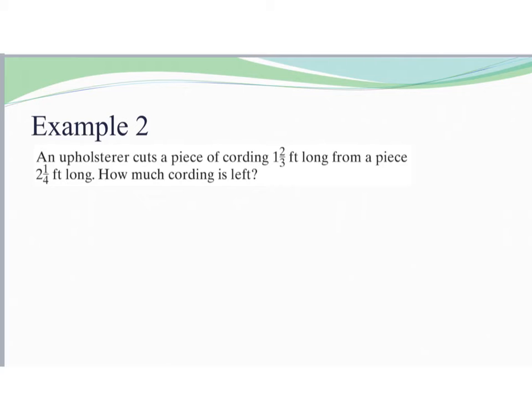Example 2 says, an upholsterer cuts a piece of cording 1 2/3 foot long from a piece that's 2 1/4 foot long. How much cording is left? So we're ultimately starting out with 2 1/4 foot, and we're going to be subtracting 1 2/3 foot. So again, I'm going to start out by writing my fractions as improper. So I have 4 times 2 is 8 plus my 1. This gives me 9/4 minus 3 times 1 is 3 plus 2 is going to give me 5/3.